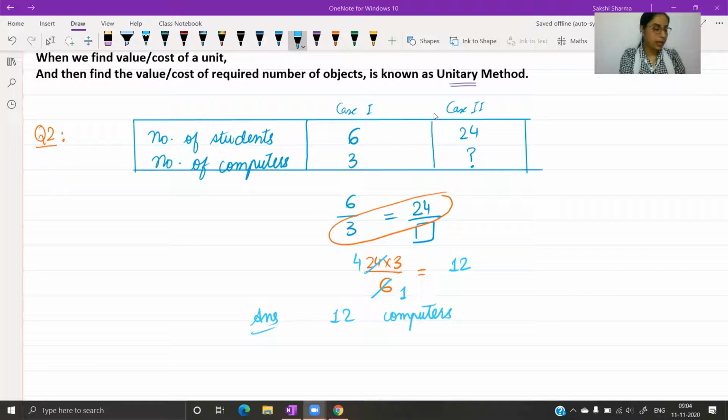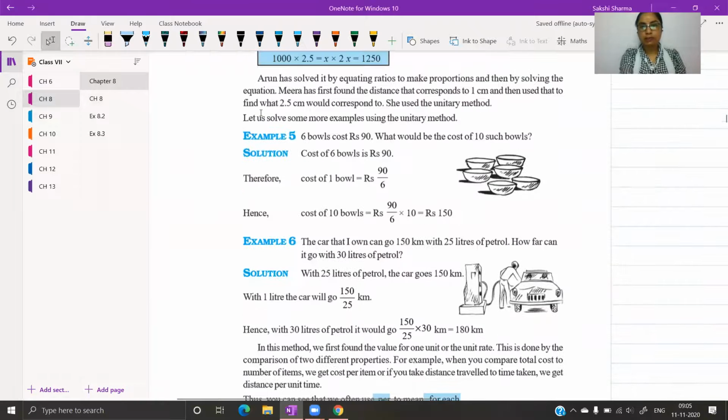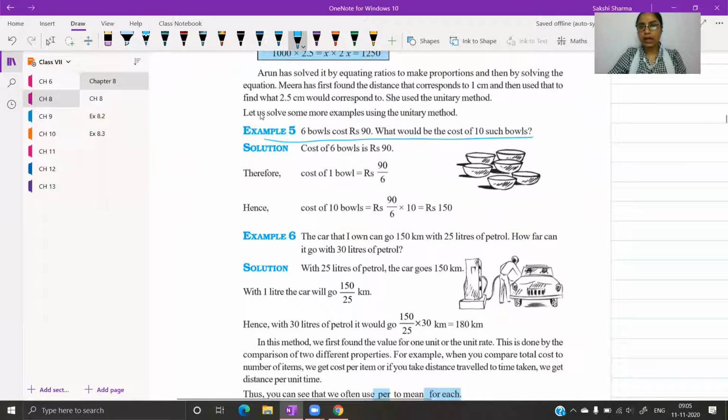You can also take a look at example 5 and 6 on the previous page. Right on the left side in your textbook, example 5 and example 6. These are the problems which can be done using this method. If you have written, I would like to just take a look at those examples with you. These are the examples I'm talking about. Example number 5 here and example number 6. So these can be done either with the unitary method or these can be done by.